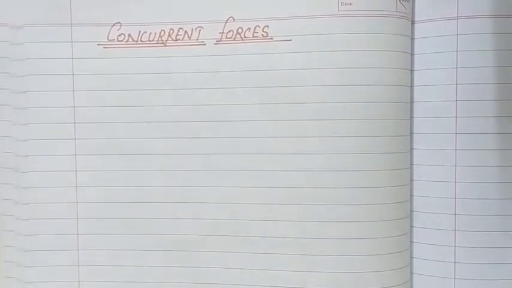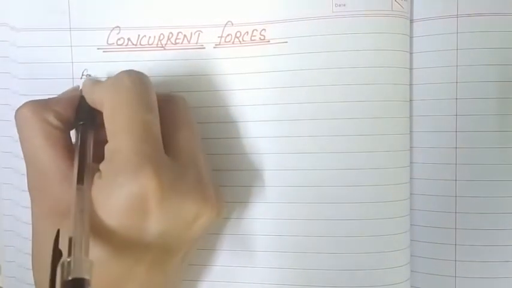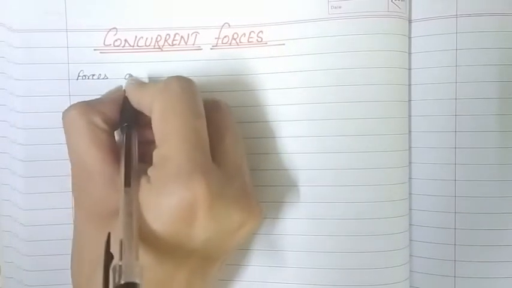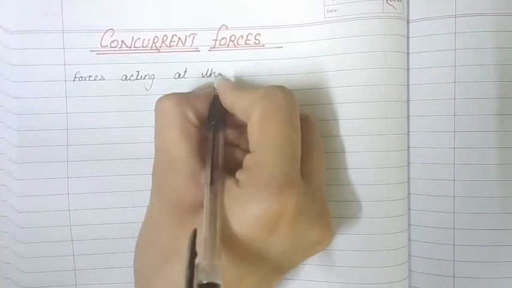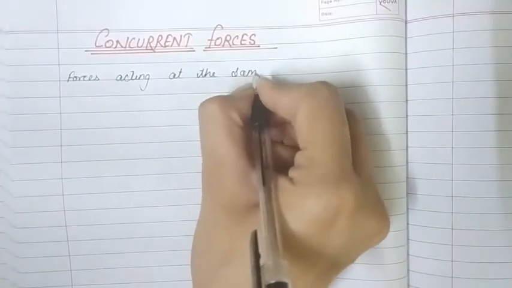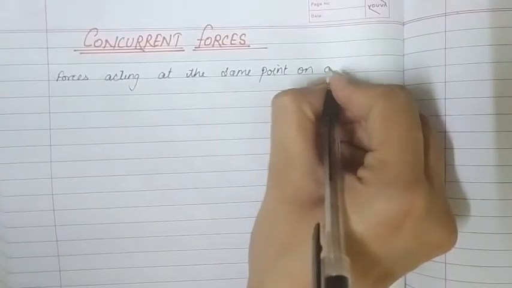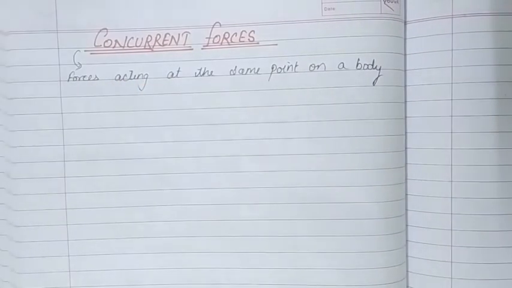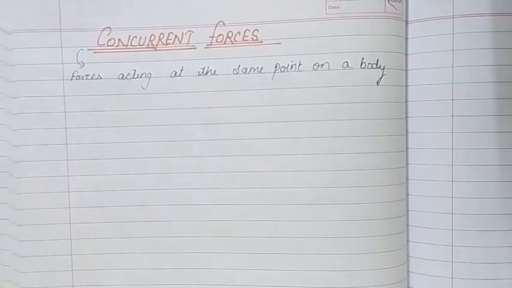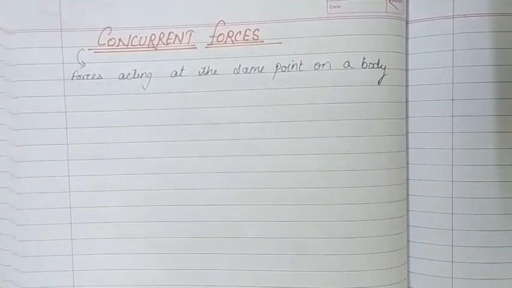So we can define concurrent forces as forces acting at the same point on a body. Now the next thing we have to understand is the equilibrium of these concurrent forces.